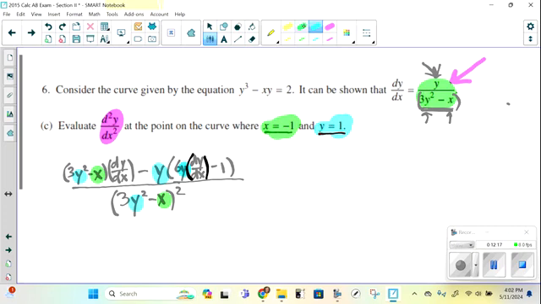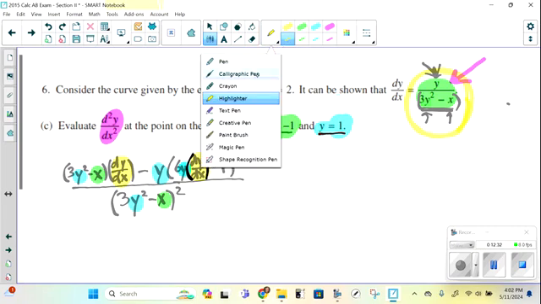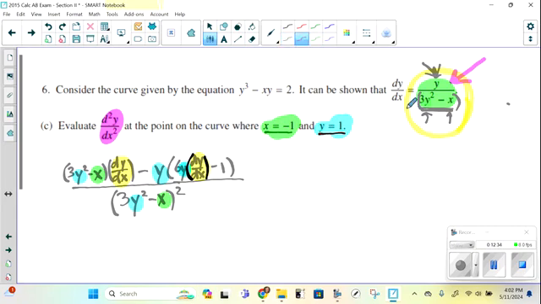Well, what do I do, friends, with dy dx? Guess what? Dy dx is this. I can substitute that back in. I can be fancy and put this whole fraction in here. But I also want this at the point where x is -1 and y is 1.